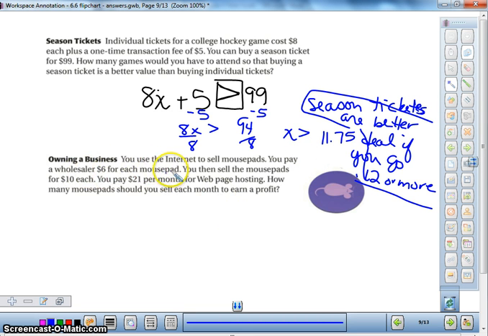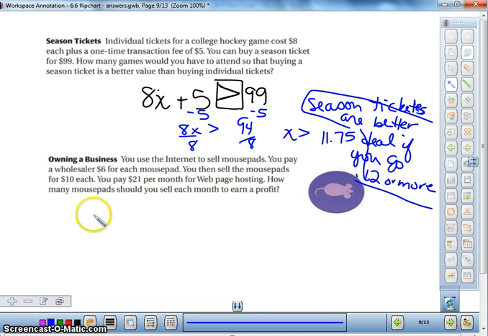In this next one, we're going to use the internet to sell mouse pads. You pay a wholesaler $6 for each mouse pad. Then you try to sell them for $10 each. But you have to pay $21 per month for web page hosting. It says, well, how many mouse pads could you sell each month and actually earn a profit?